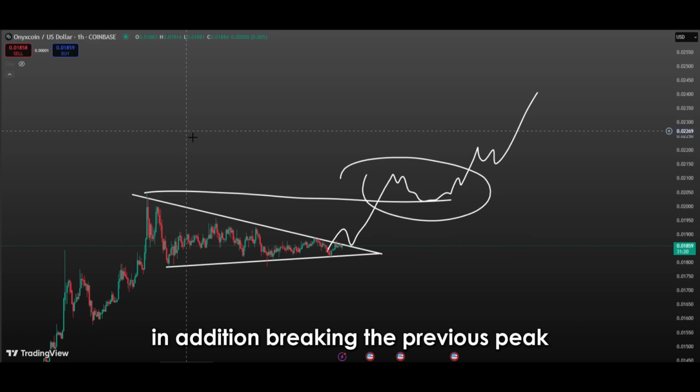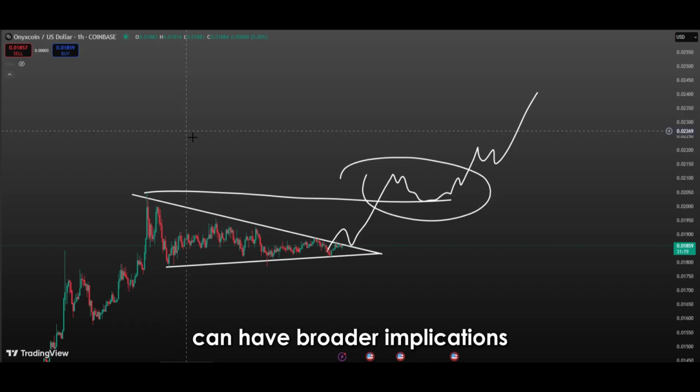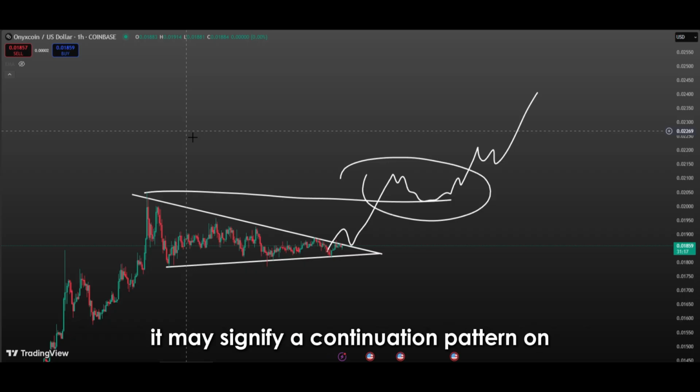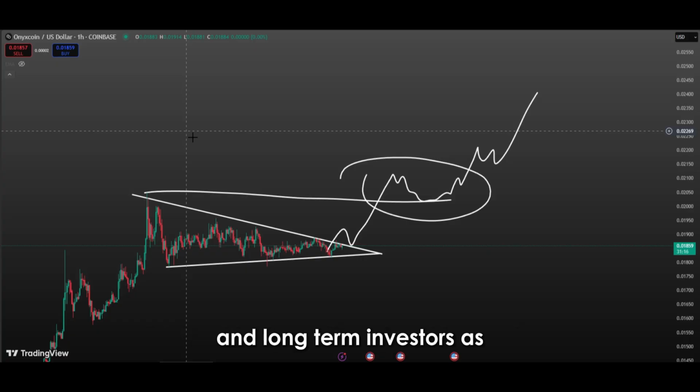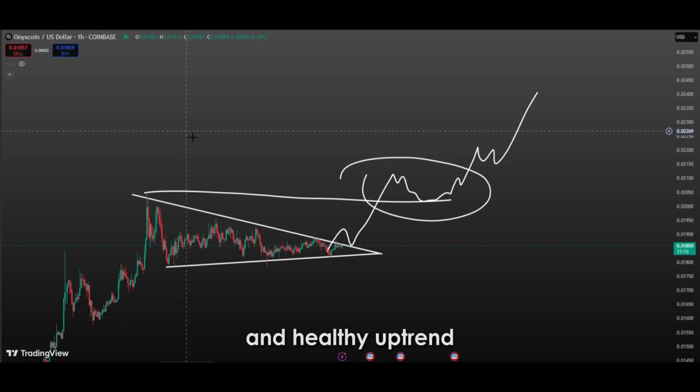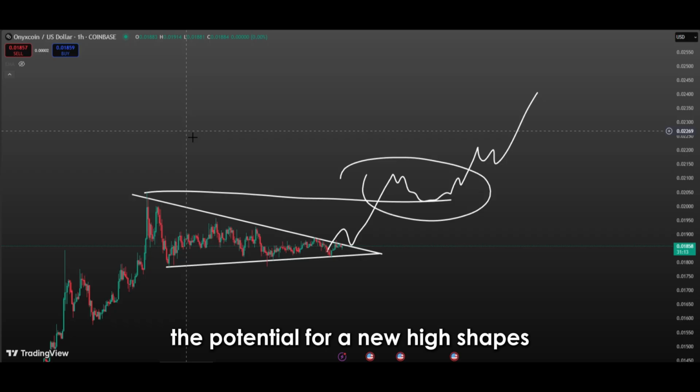In addition, breaking the previous peak can have broader implications across different timeframes. For instance, when a peak on the daily chart is broken, it may signify a continuation pattern on the weekly chart. This is a highly positive signal for medium and long-term investors. As a result, this may be the beginning of a more lasting and healthy uptrend rather than just a short-term rally. The potential for a new high shapes investor expectations and strategies.